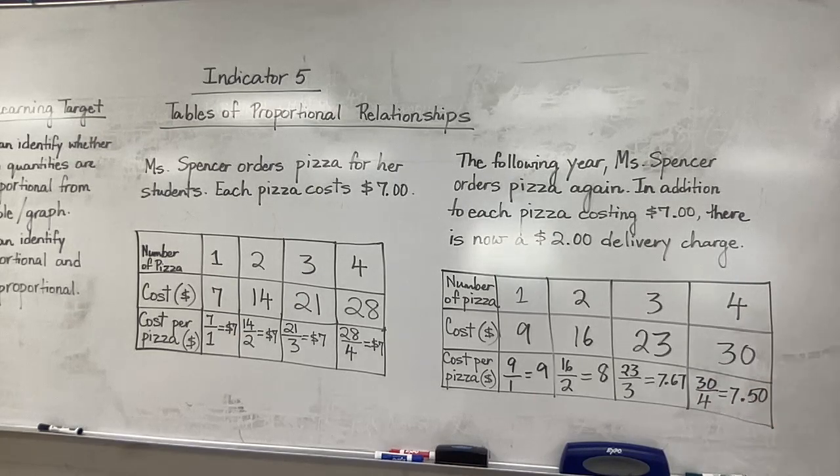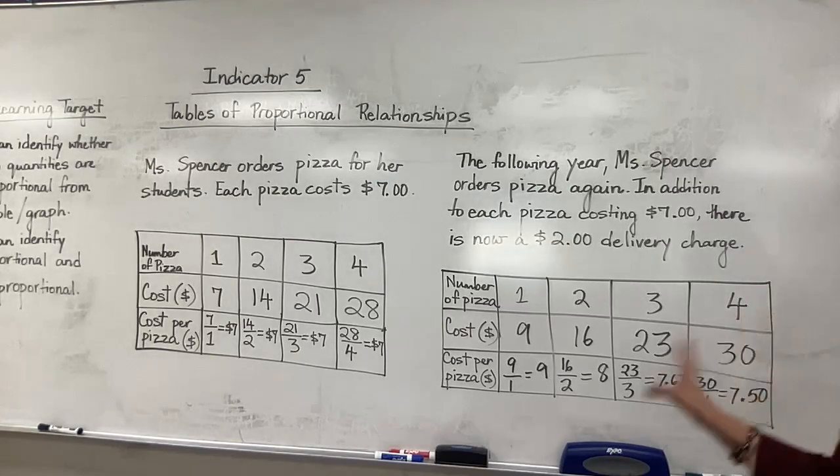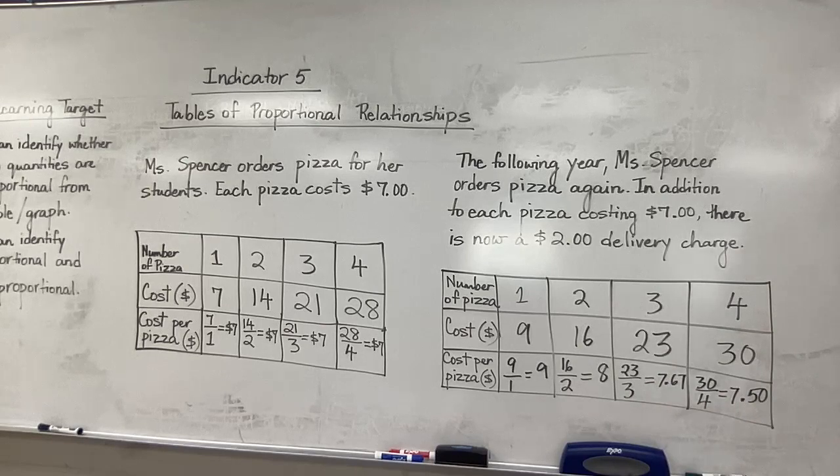So as you can see, in this second one, the simplest forms are not in the same proportion. So if all of the ratios have the same unit rate, then the relationship is proportional. Otherwise, it is not. So in the second one, it is not a proportional relationship. All right, so let's go ahead and do another problem.